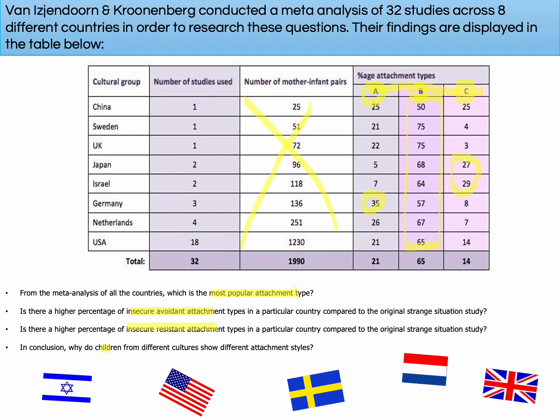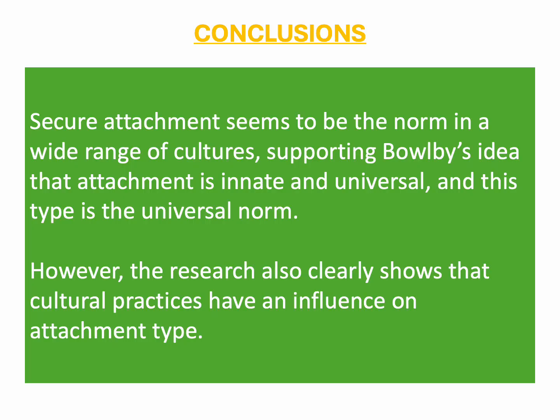So we conclude children from different cultures show different attachment styles because of the different cultural practices and what is the norm in terms of parenting in those countries. So secure attachment does seem to be the norm across the planet, especially from those 32 studies in 8 countries, which could support Bowlby's idea that attachment is innate, because if it is across the world, if it's a universal norm, then surely that must be biological. However, cultural practices definitely have an influence on attachment type. So that's the AO1 that you need for cultural variations.